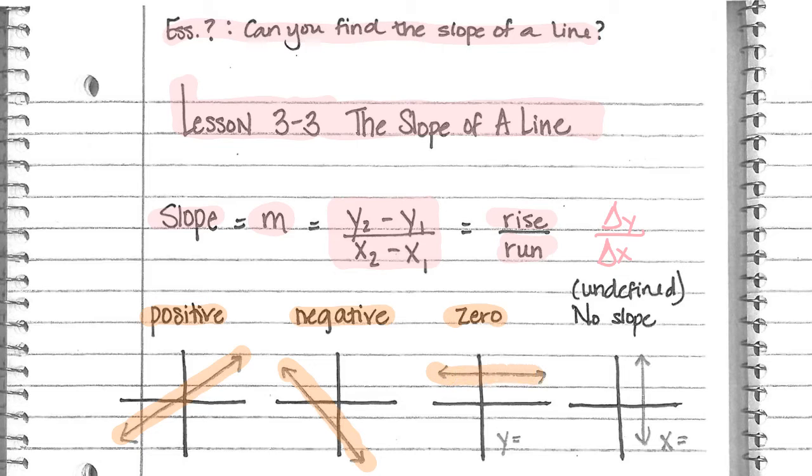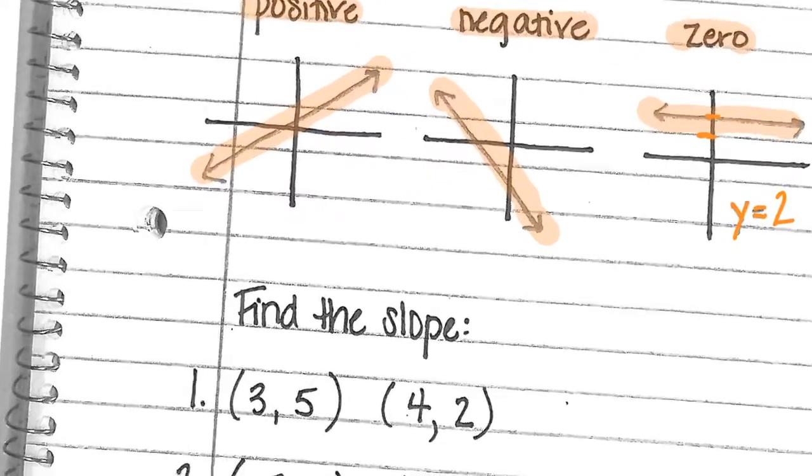0 is going to be a horizontal line, and these will always go through a y equals something. So in this case, this could maybe be 2, y equals 2. And the no slope, or undefined, we usually use the word undefined, is up and down. It's a vertical line, and this is typically an x equals something. We'll say this is x equals 2. So let's try a few.